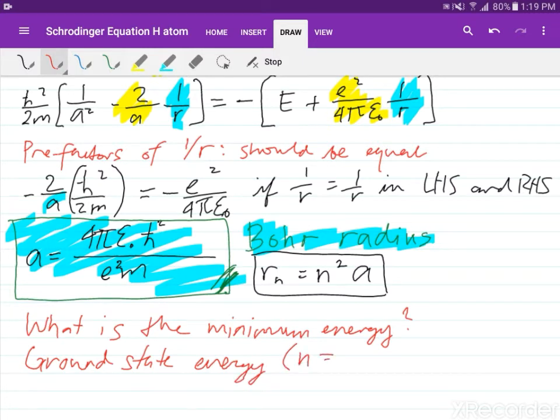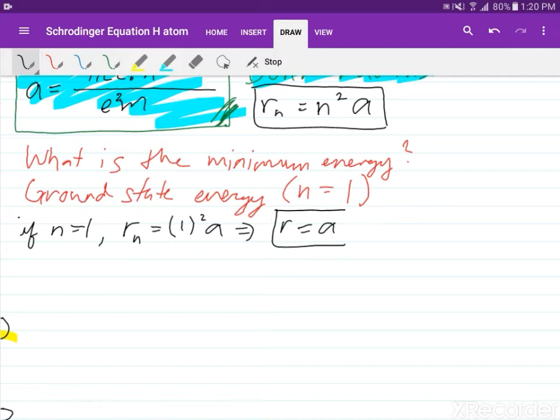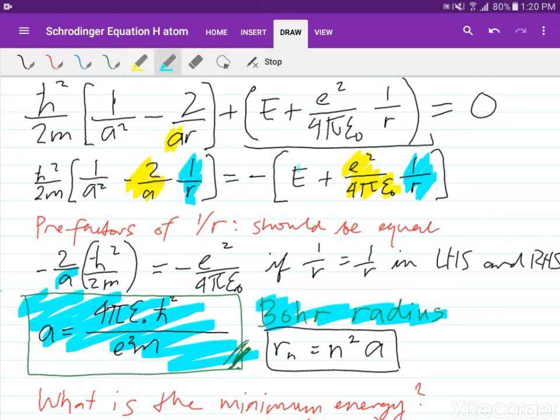So we assign for the ground state n equals 1. So by assigning n equals 1, the Bohr radius r_n becomes 1 squared times a. So the Bohr radius is the minimum radius a. So r equals a. So if we take a look at our equation here, we can actually solve for the energy given that our radius is equal to a.